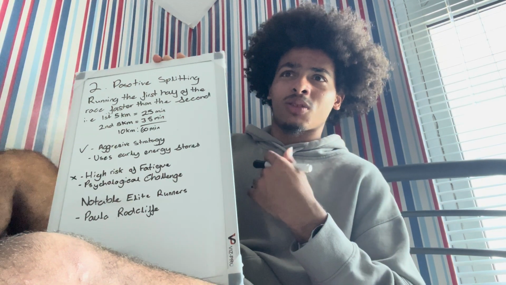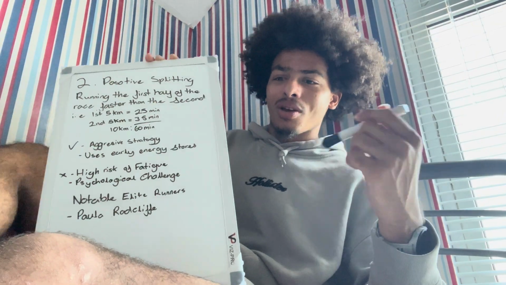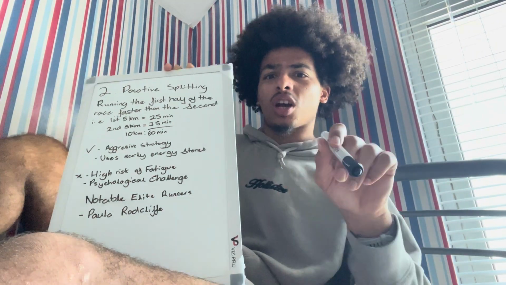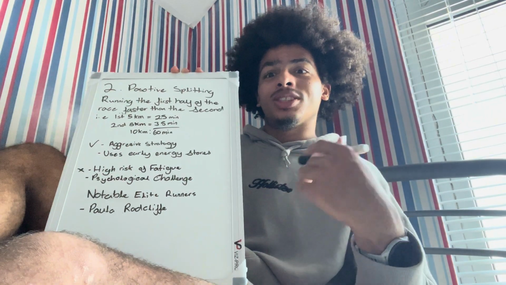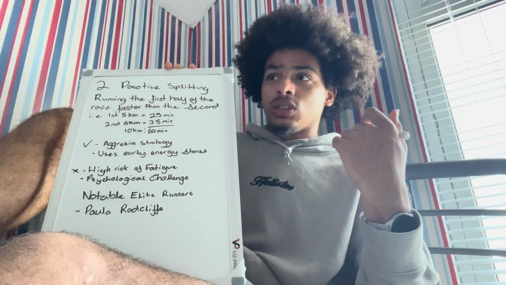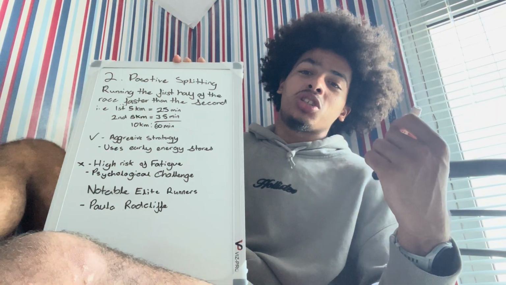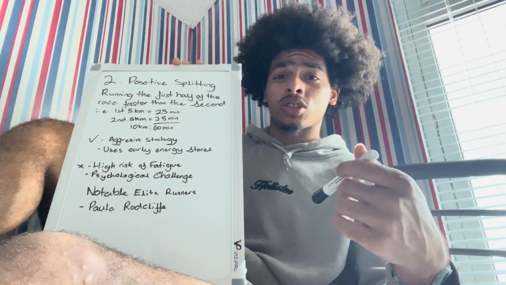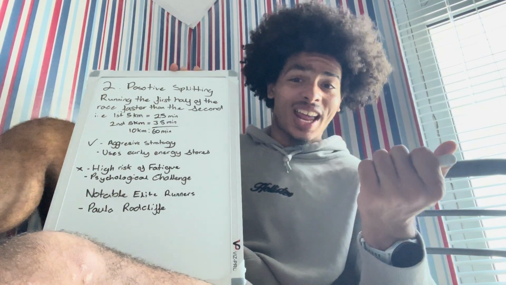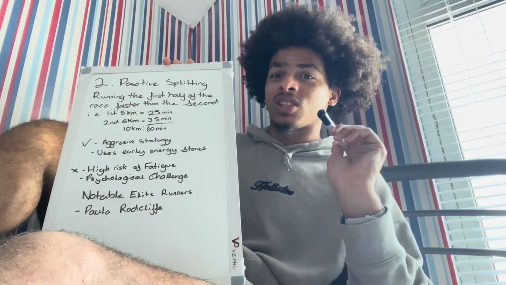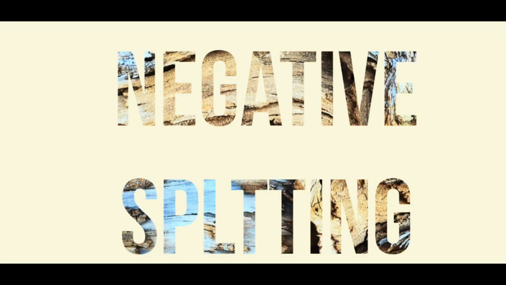I believe she's around 47 or something like that. Please correct me below. So she normally sets off fast and tries to hold on, as this is a race strategy she uses a handful of times, not all the time. And the next one, which is negative splitting, is the one I'd highly advise for all you runners out there, but I'll explain that in a minute.